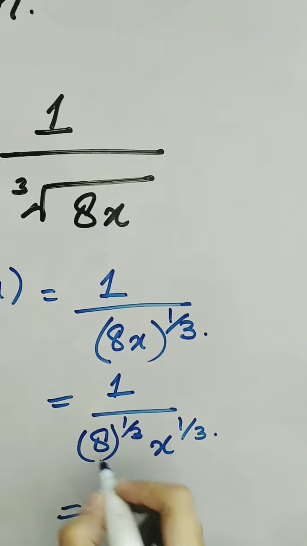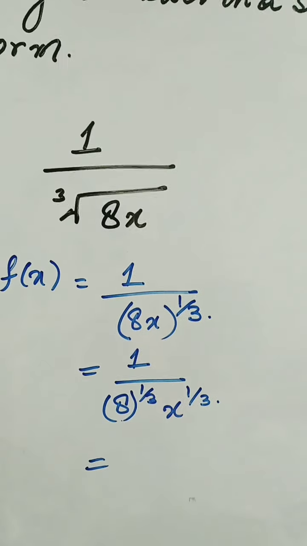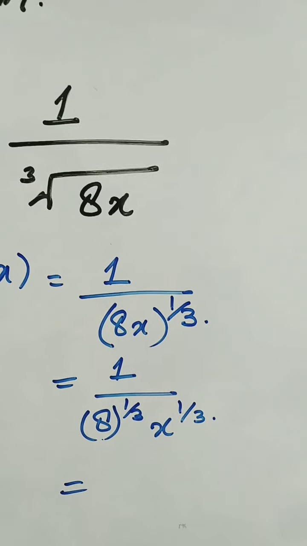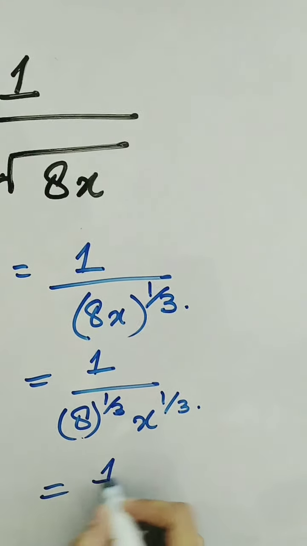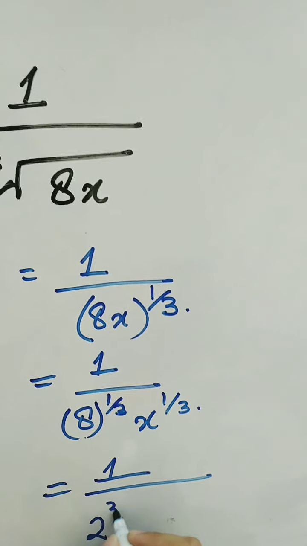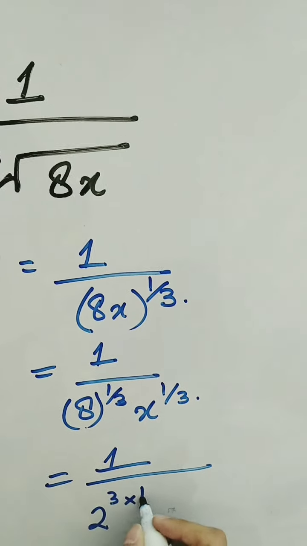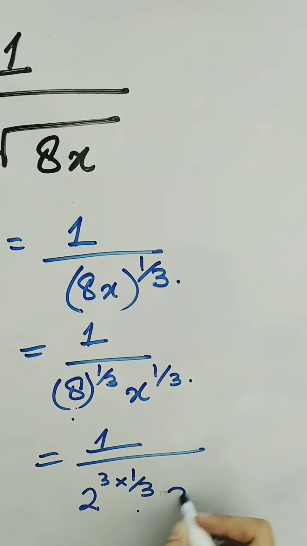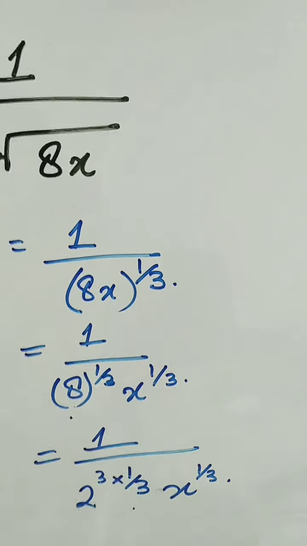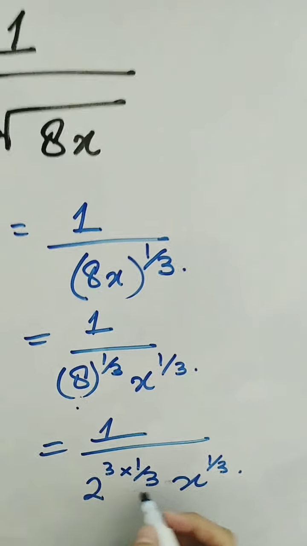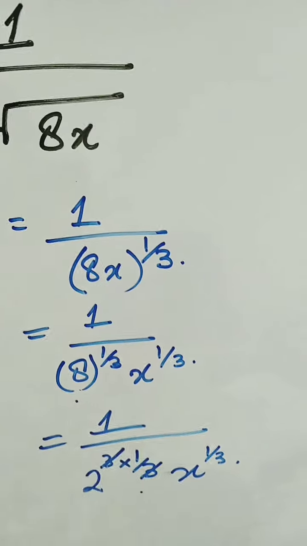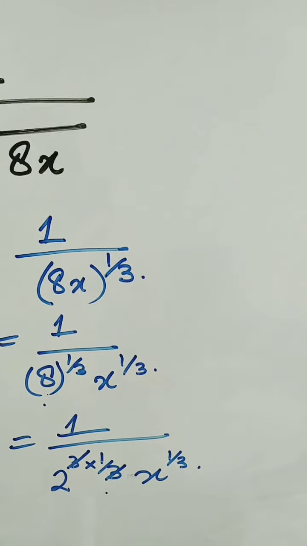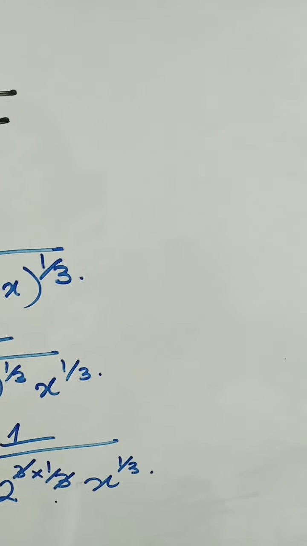We can solve it further, as we know that 8 is the cube of 2, as 2 into 2 into 2 is 8. So if we write 2 raised to the power 3 into 1 over 3, then it is equivalent to this, and x raised to the power 1 over 3 comes as it is. Now this 3 cancels out with this 3 and we remain with 1 over 2 x raised to the power 1 over 3.